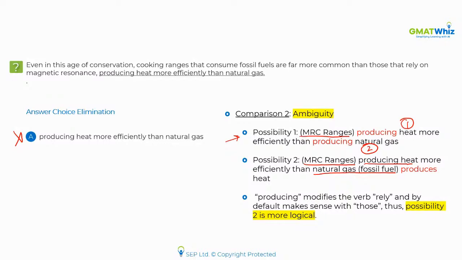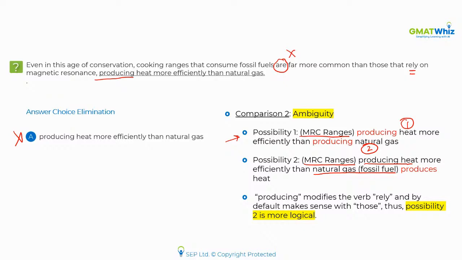So what we have learned here is the comma plus ing will modify the nearest verb. This is the nearest verb. This is not the nearest verb. All right. So this comma plus ing is the outcome of that, relying on magnetic resonance.